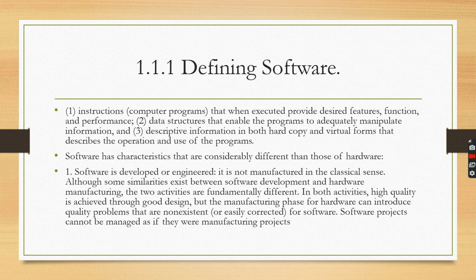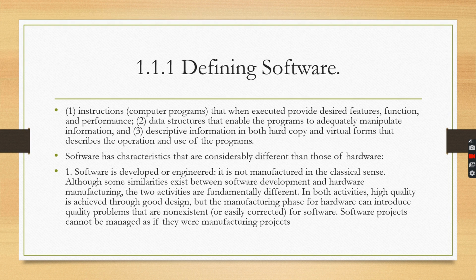Coming to defining software. How can we define software? The instructions which, when executed, provide desired features and functions can be defined as software. Software has its own characteristics which make it different from hardware. Software is developed or engineered. It is not manufactured in a classical sense.